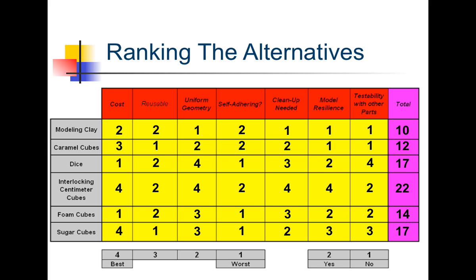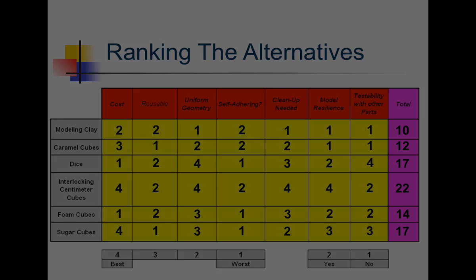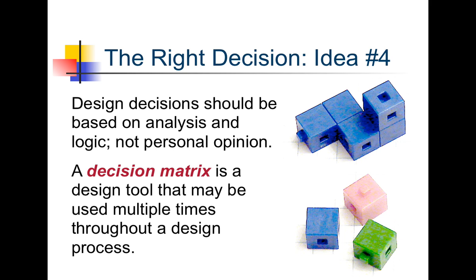And the one which ends up with the best overall total score would be the one that we'd end up choosing. So the right decision, which would be, in this case, idea number 4. The design decisions should be based on analysis and logic, not personal opinion. So you can't have ownership over your own drawings and go in with the attitude that I'm just going to measure these all 4s so that mine ends up winning. So basically, don't be biased towards your own drawing.